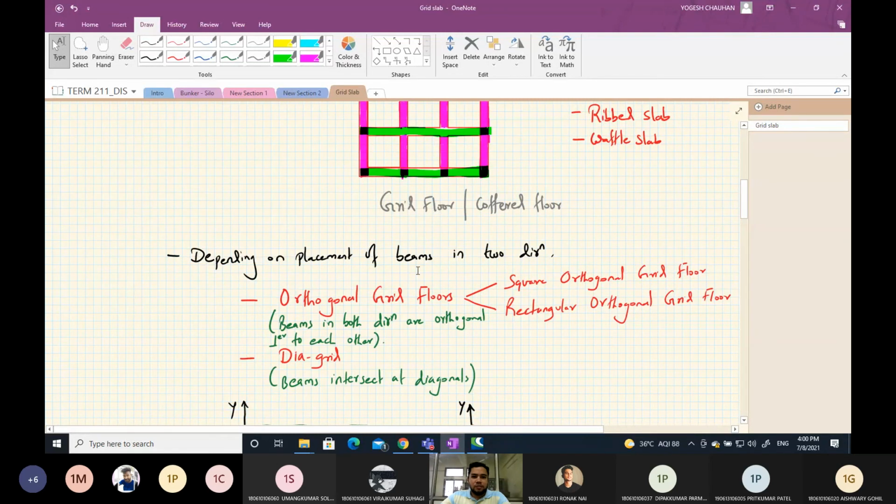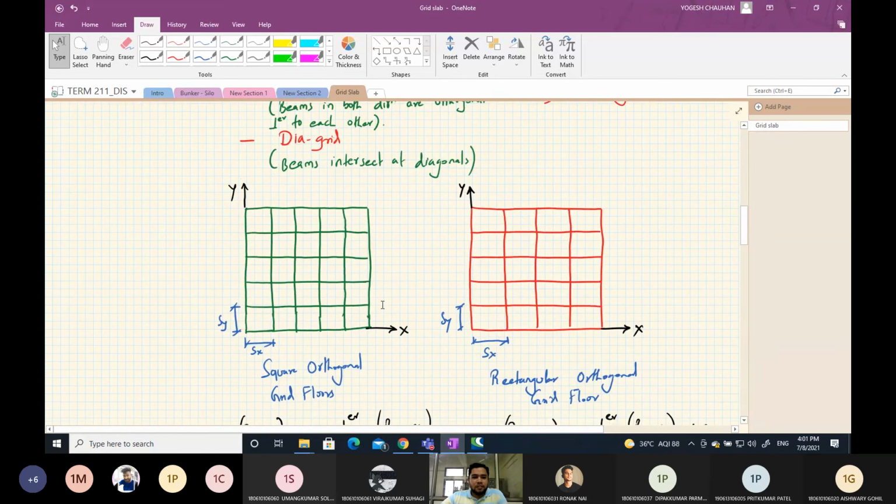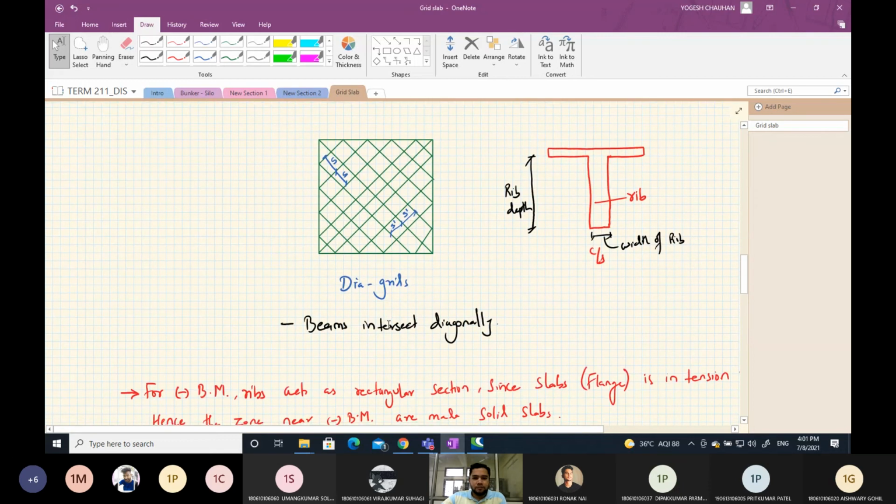Then, depending on the placement of the beams in two directions, we can have orthogonal grid floors or we can have diagrids. In orthogonal grid floors, the beams in both the directions are orthogonal to each other, meaning they are perpendicular to each other. If the spacing in both the directions is the same, then they are square orthogonal grid floors. If the spacing in both the directions is different, then they are rectangular orthogonal grid floors. In diagrids, the beams intersect diagonally. This figure shows the plan of diagrids.